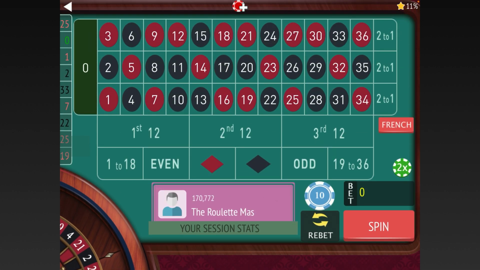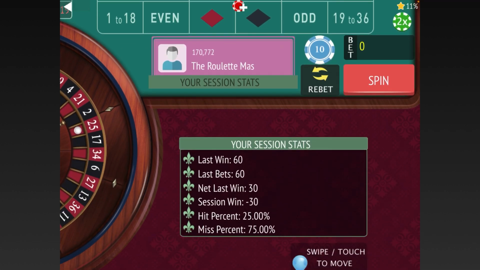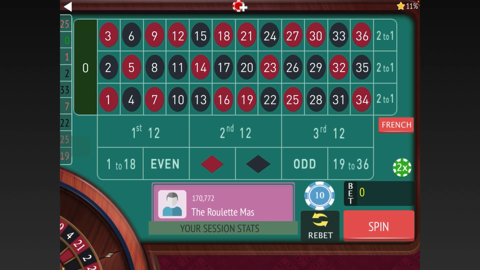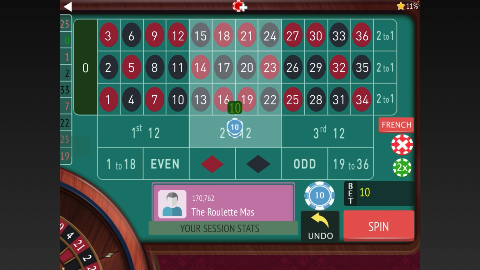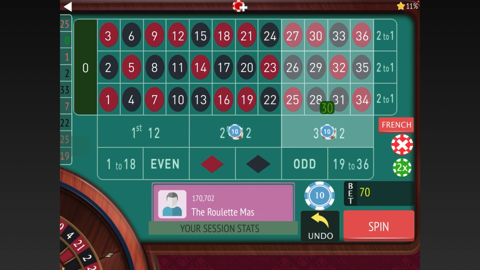We're not. So that means we keep increasing by a unit. So you can see the last bet was 30 each. Now we're going to be 40 each, and we're betting against that 1. So here we go.